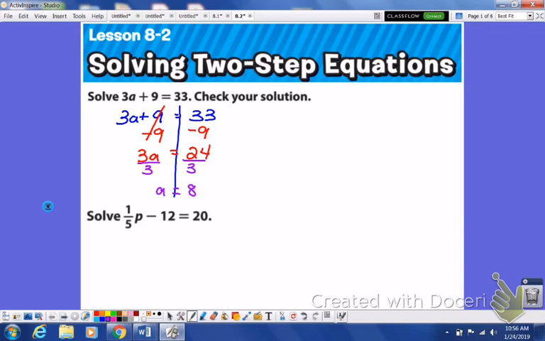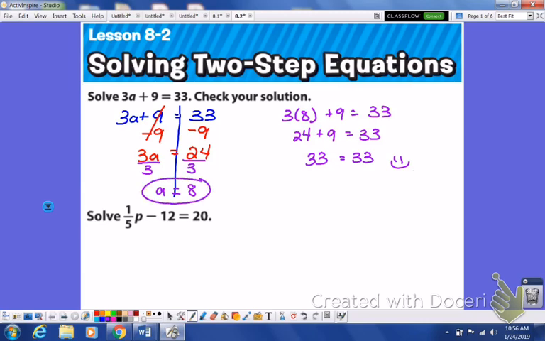Now we want to check it. So 3 times 8 plus 9 equals 33. Now you can do this step by step, or you could just stick this whole thing in your calculator. 3 times 8 gives us 24, plus 9 equals 33. 24 plus 9 is 33, equals 33. It checks out. We get our smiley face. We just guaranteed that we are correct with our a equals 8. Okay, so again, you're working away from your variable until you get to nothing left but your variable.